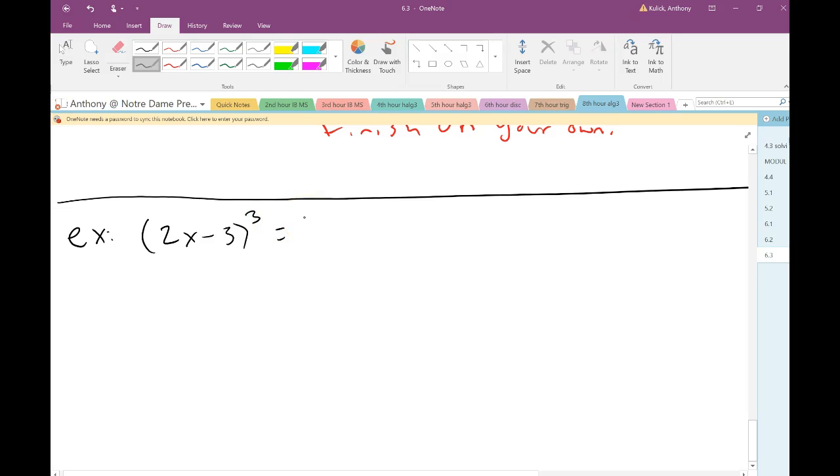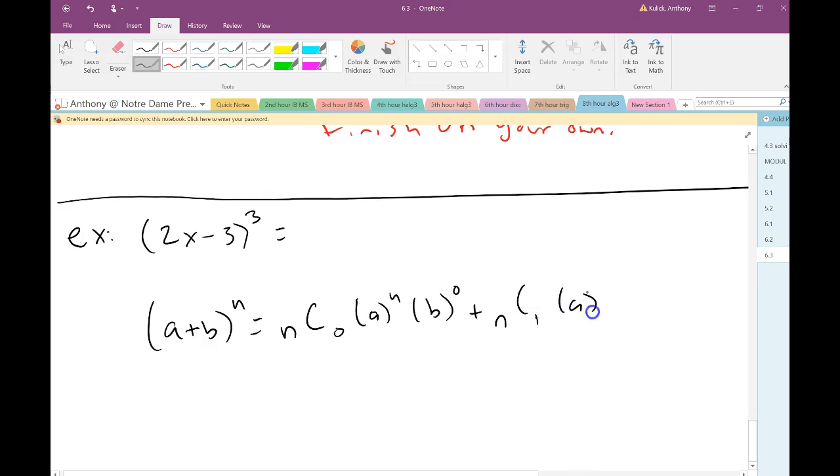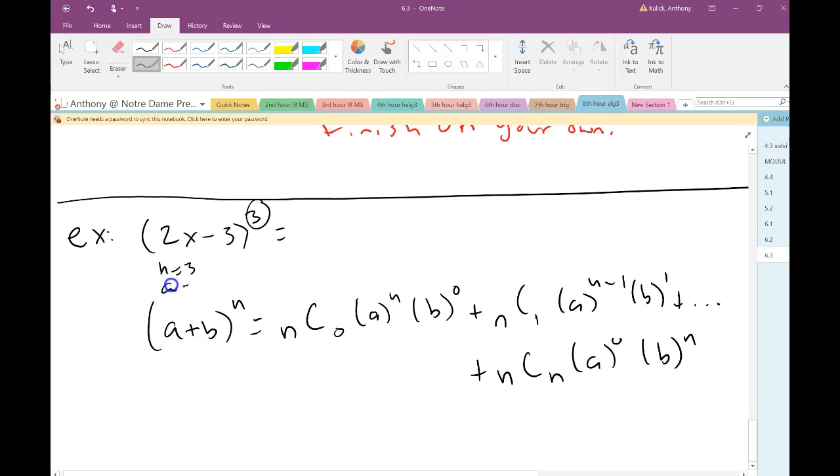So the formula that we're going to be using is for a plus b to the n. We have n choose 0, a to the n, b to the 0, and then n choose 1, a to the n minus 1, b to the 1, and we keep going all the way down until you have n choose n, a to the 0, b to the n. So here, our n is 3, our a is 2x, and our b is negative 3.